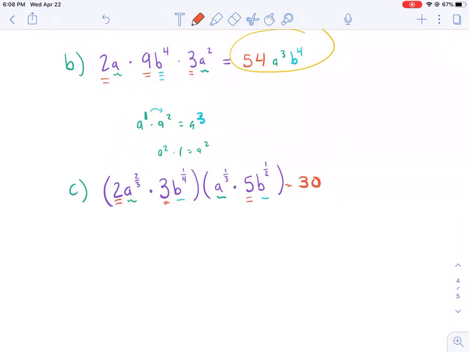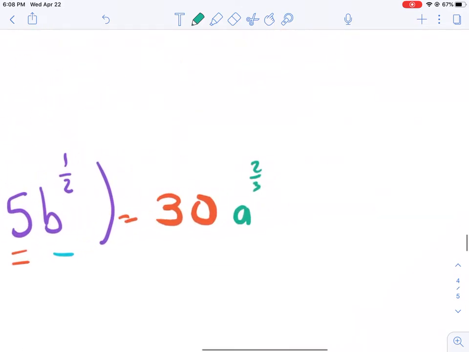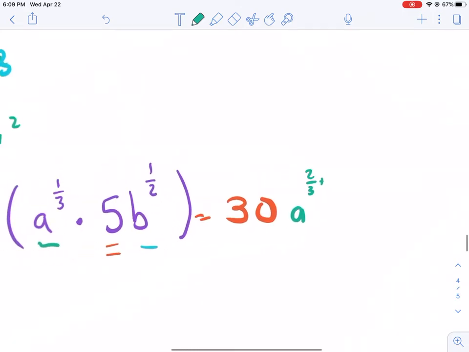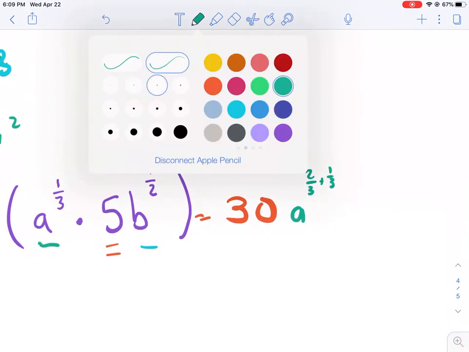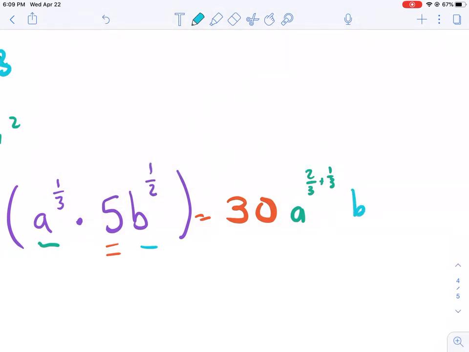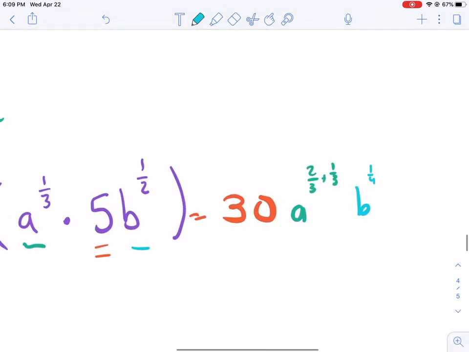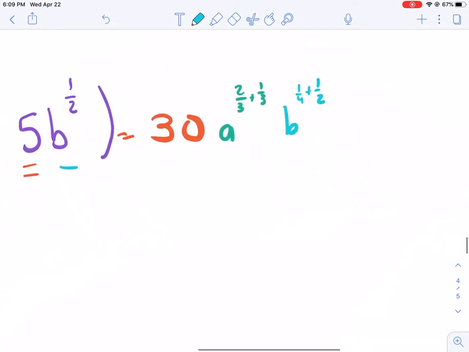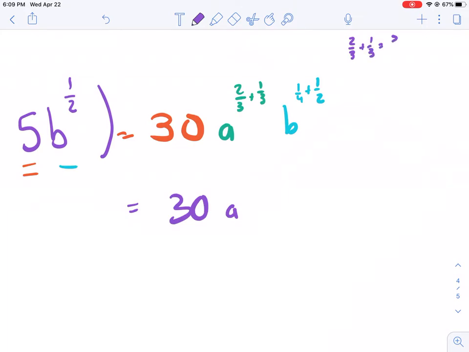So equals 30. Now I have a to the 2/3, and I'm going to be adding the exponents. So let me zoom in here. That should be a 3. Plus, what was the other exponent? 1/3. And then my b, I think, is 1/4 plus 1/2. Okay, so now I move on, equals 30. A to the 2/3 plus 1/3. 2/3 plus 1/3 equals 3/3, which is the same thing as 1. So it's a to the 1st power.